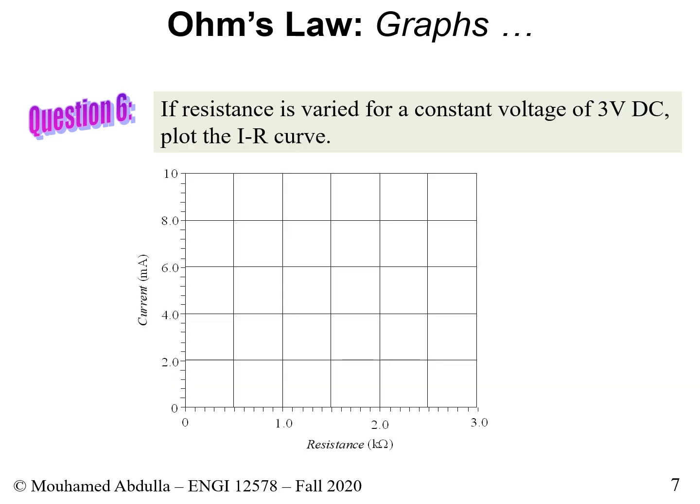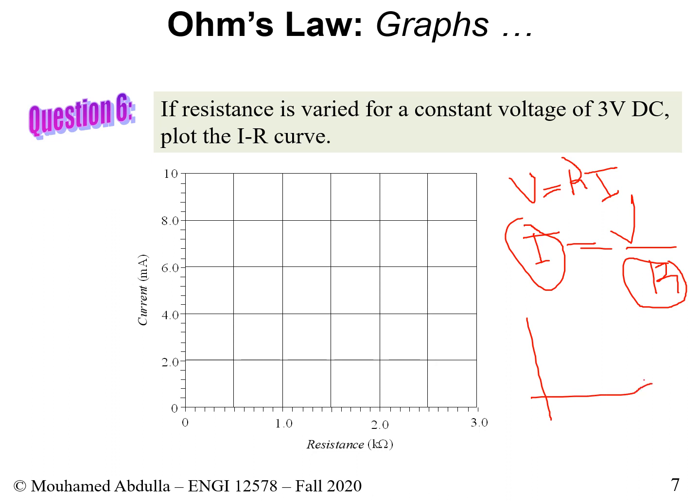Question 6, if resistance is varied, so this time we will vary the resistance. Resistance is what changes. For a constant voltage of 3 volts DC, plot the IR curve, which is the current versus resistance. If we recall from Ohm's law, V is equal to RI, or we could simply say that I is equal to voltage over resistance. The relationship between current and resistance is inversely proportional. So this is resistance and this is current.